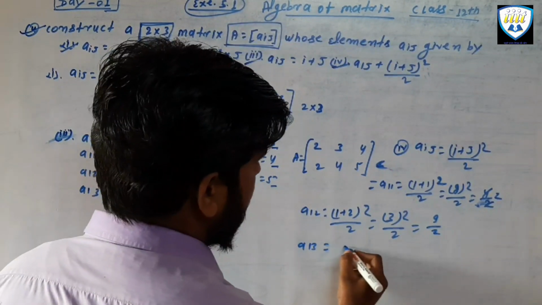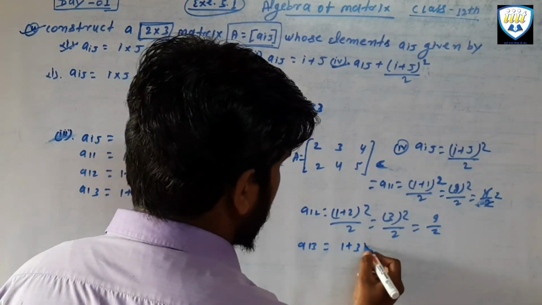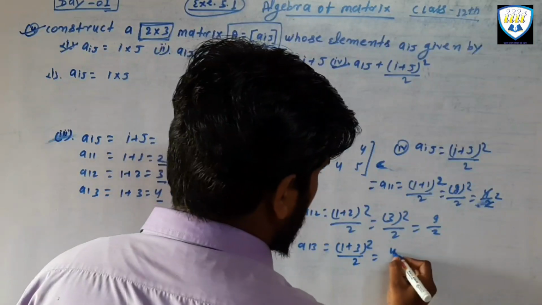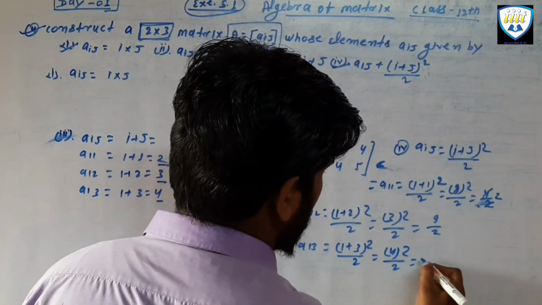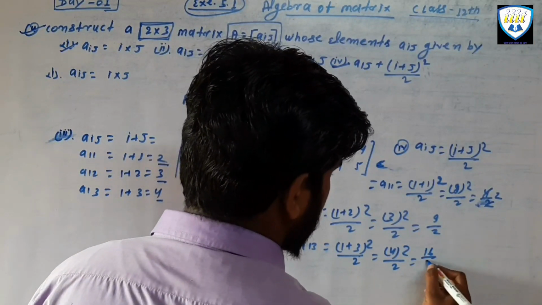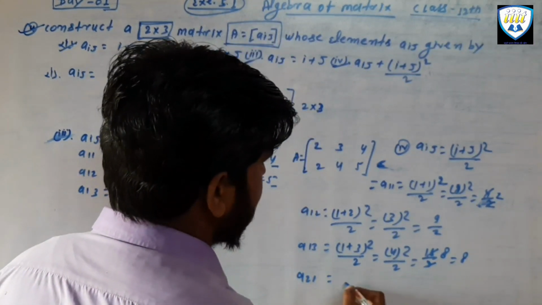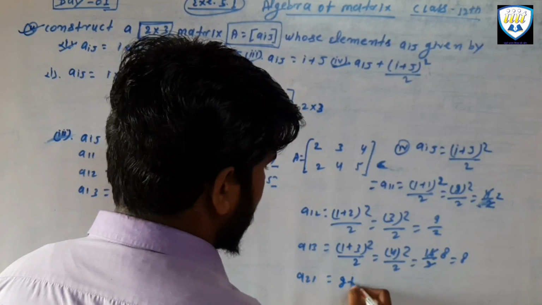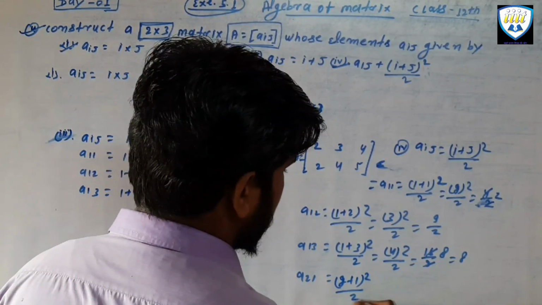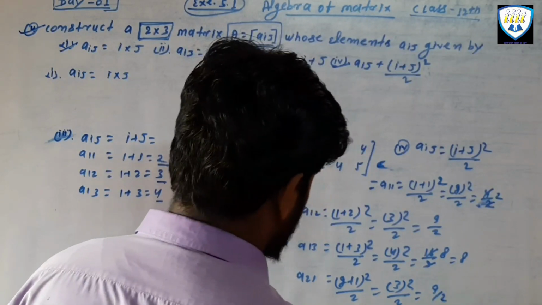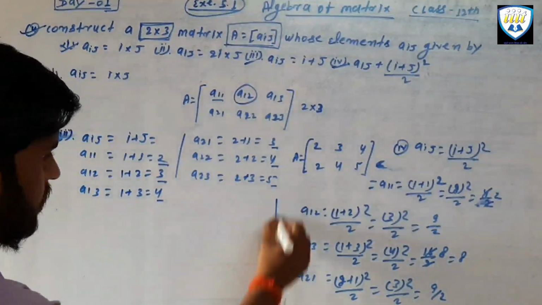A13 is (1 plus 3) square. Any doubt? 4 square upon 2, 16 upon 2, 8. A21 is (2 plus 1) square upon 2, 3 square upon 2, 9 upon 2. Any doubt? And next.